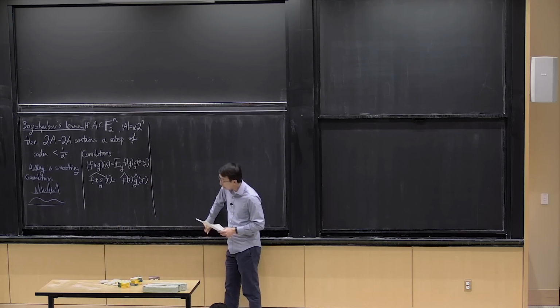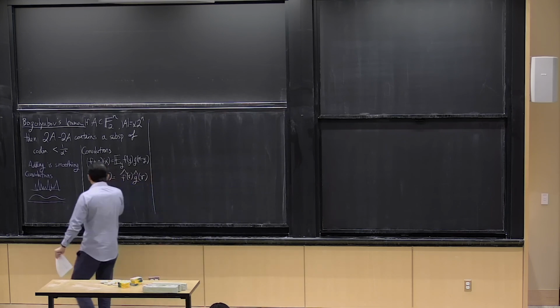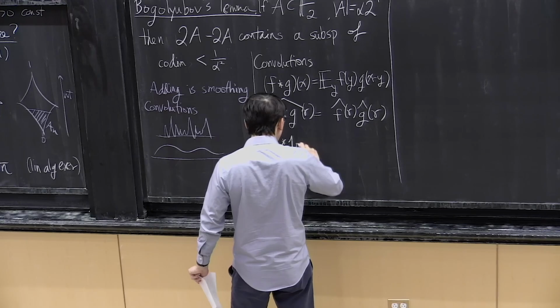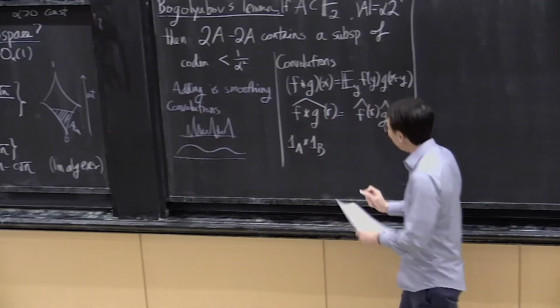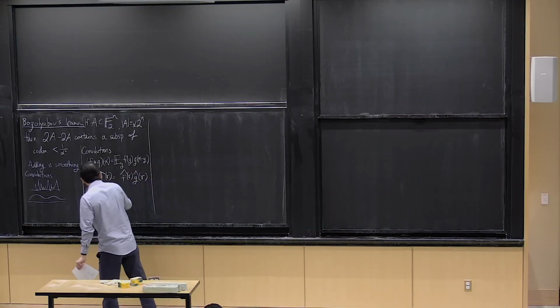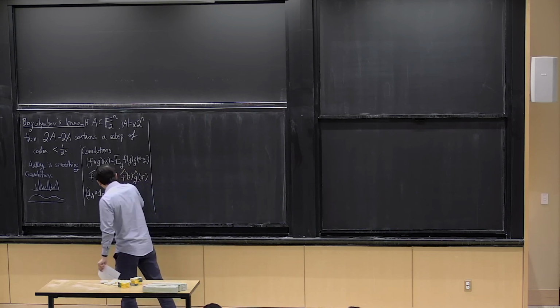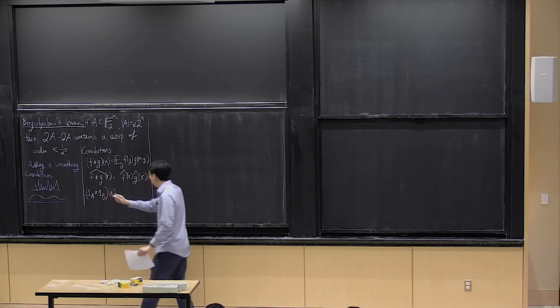Convolutions also relate to sets, and this is the interpretation of convolutions that I want you to keep in mind for the purpose of additive combinatorics. If you have two sets, A and B, then look at the convolution of their indicators.